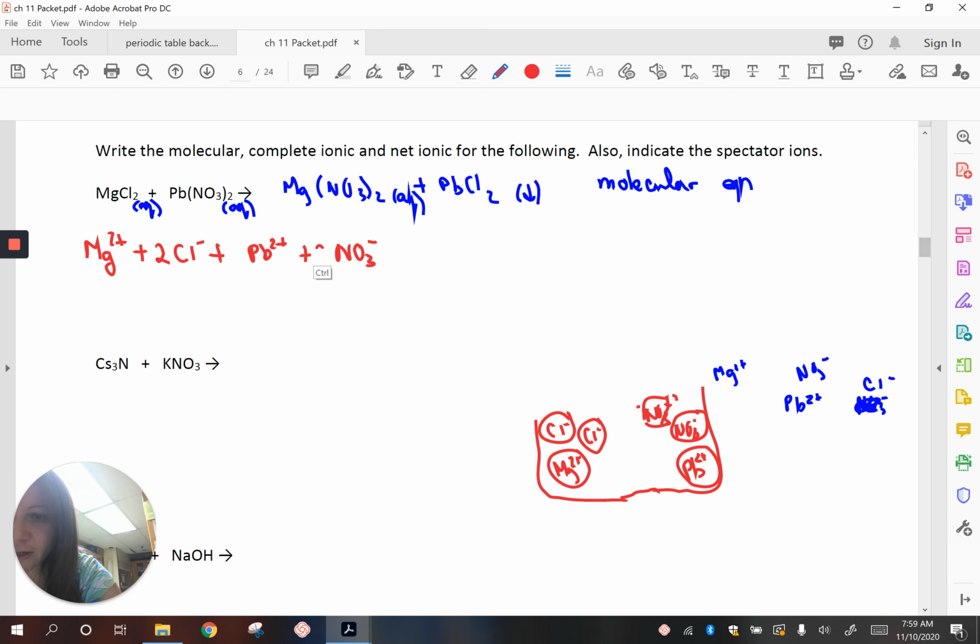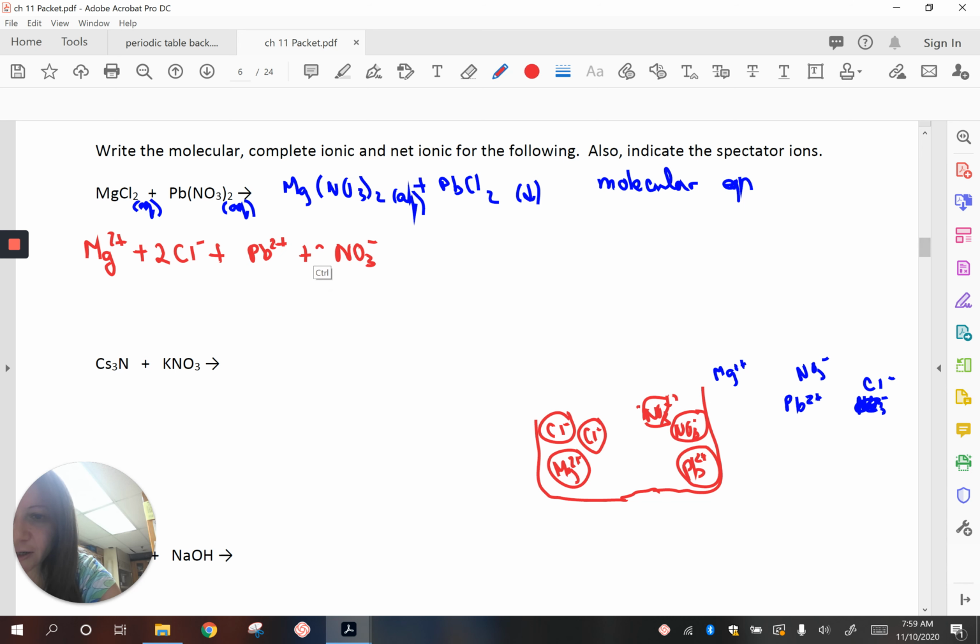So let's see what happens when you put them together. If I mix these two solutions, let's say those ions are moving around randomly, right? So let's say my magnesium and my lead ions get close to each other. What's going to happen? Well, they're both positive, so if they get a little bit close to each other, they're going to repel each other and separate again. So nothing's going to happen.